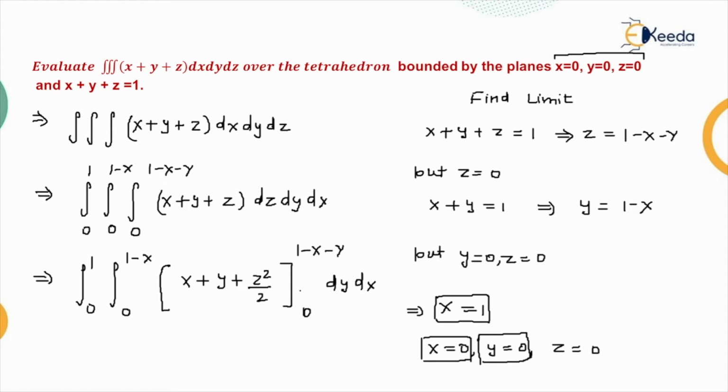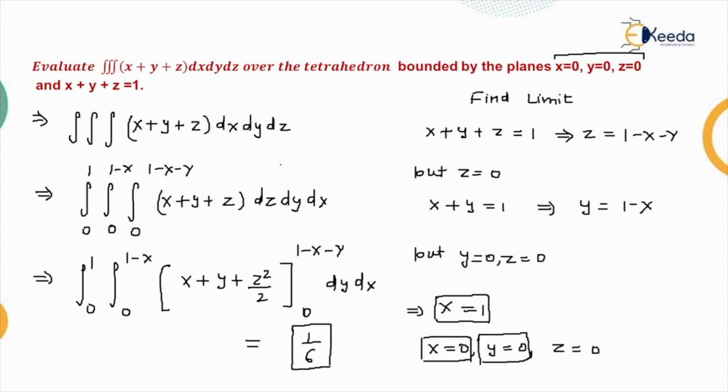So now we will perform this integration as it is. First of all you will substitute the limit of z, after that you will perform the integration with respect to y and substitute the limit of y, and at the end you will perform the integration with respect to x, and you will put the limit from 0 to 1 of x. This complete solution gives you a result, and that will be 1 by 6. I hope everybody is able to solve this problem easily.